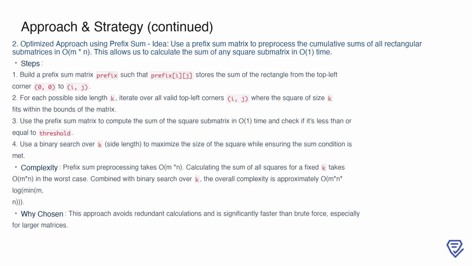Instead, we considered an optimized approach using a prefix sum matrix. This method pre-processes the cumulative sums of all rectangular submatrices in a way that allows us to calculate the sum of any square submatrix in constant time.